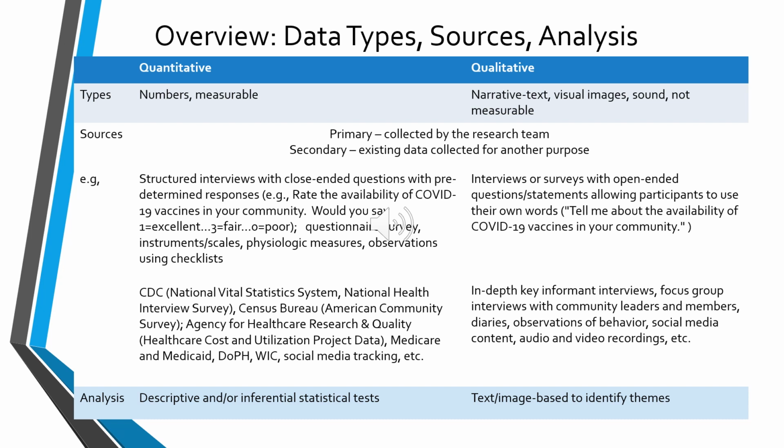This table shows some common sources of data for each type. In public and population health, it's common to collect data from these existing data sets at the federal, state, and local level. In qualitative data collection, individual interviews with key informants or conducting focus groups with community members are great ways to collect detailed information.